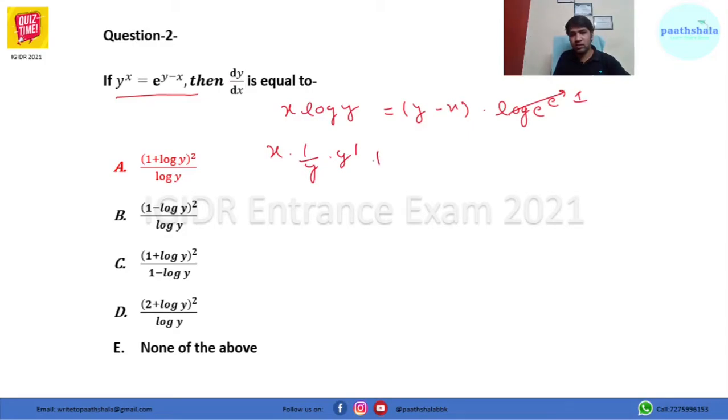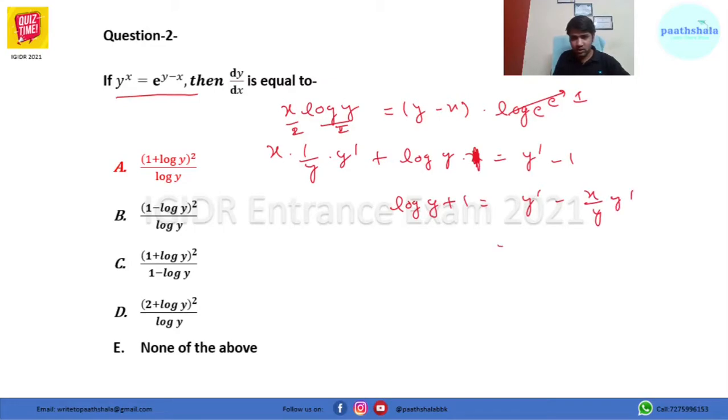Then we'll write log y, because here I'm following the product rule: we write the second function, and then differentiate the first function, that is x. Differentiation of x will come out to be 1. Here we have y minus x, so differentiation of y is y dash, minus differentiation of x is 1. Now let's take the y dash term on one side and the rest of the terms on the other side. So this will come out to be log y plus 1. Here it is y dash minus x upon y dash.